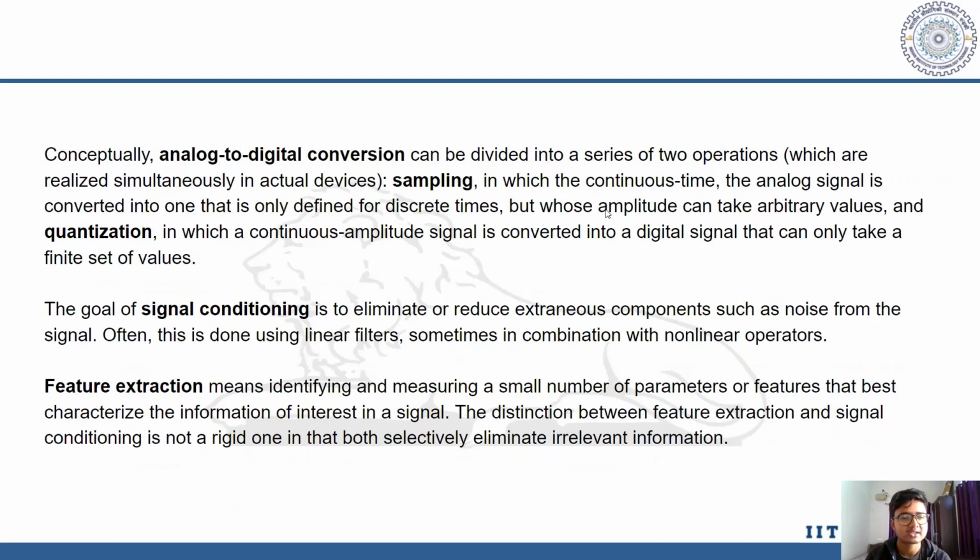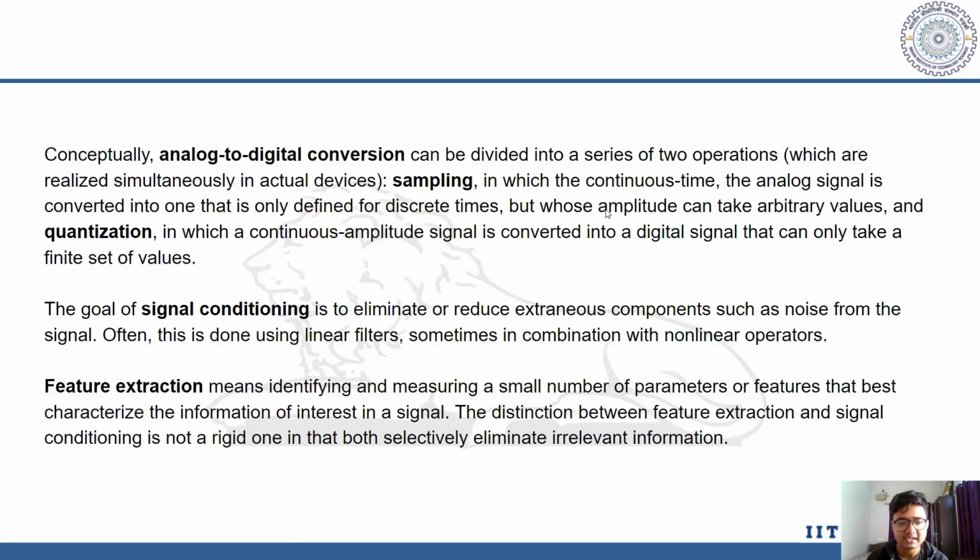Now, conceptually, analog to digital conversion can be divided into a series of two operations. First one is sampling, in which any continuous time signal is converted into one that is defined for discrete time. The amplitude in this case can take arbitrary values, but the time function will be discrete only. And the next one is quantization, in which a continuous amplitude signal is converted into a digital signal that can only take a finite set of values.